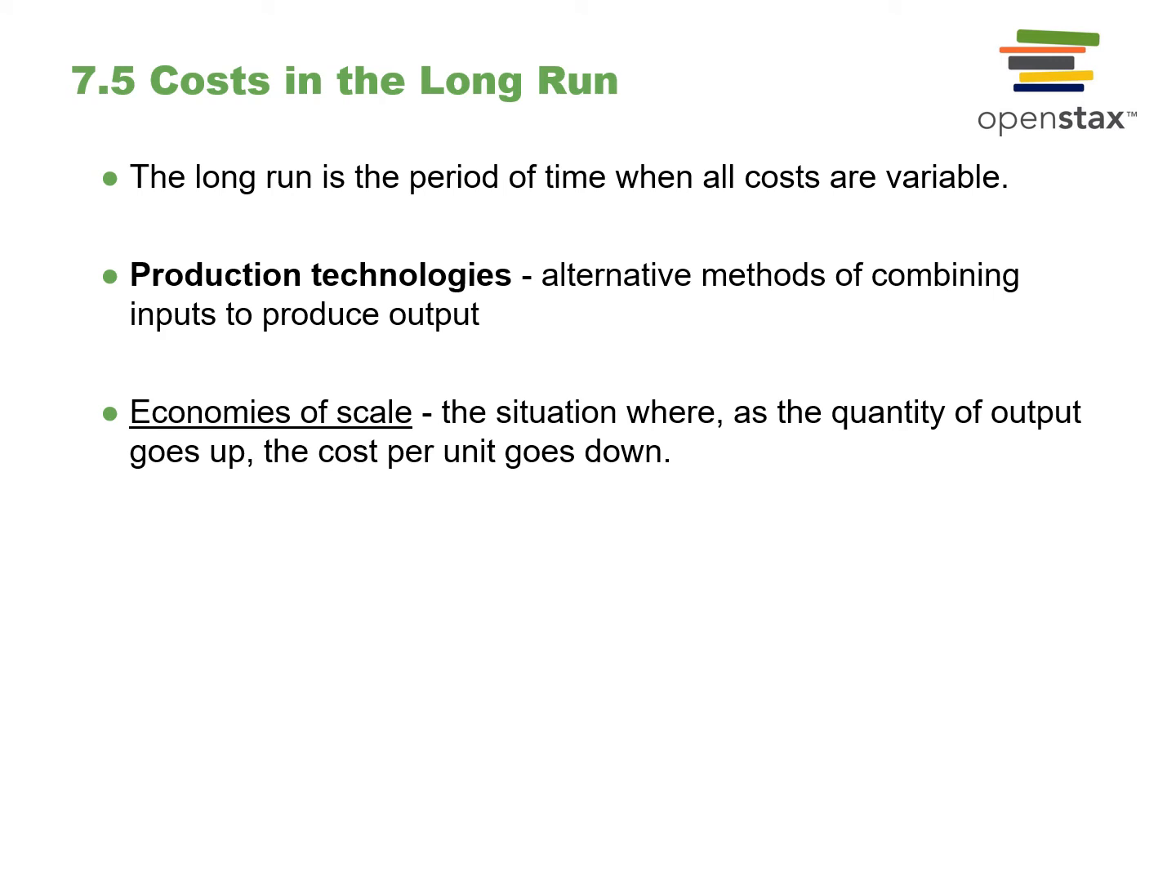Cost in the long run is basically a time where all costs are variable. And then production technologies are alternative methods of combining inputs to produce output, so you can effectively find the optimal way to produce any given product. Economy of scale is basically that as the quantity of output goes up, the cost per unit goes down, simply because we've built in the efficiencies of studying the long-term trends.